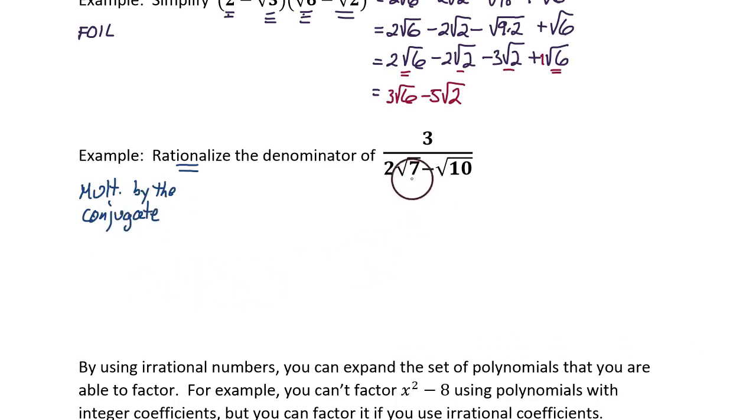The conjugate of the denominator will be the same 2 terms, but with the opposite sign in the middle. So multiply the top by 2 square root of 7 plus the square root of 10. And multiply the bottom by that same thing.